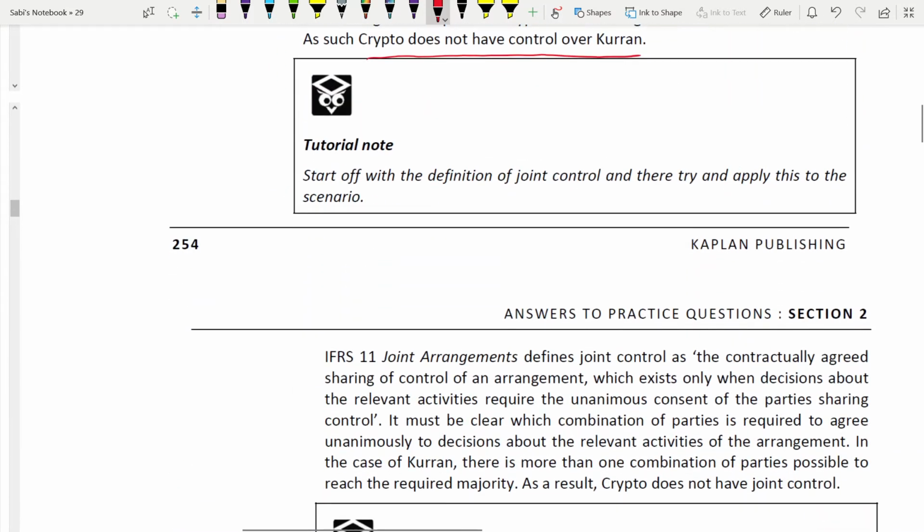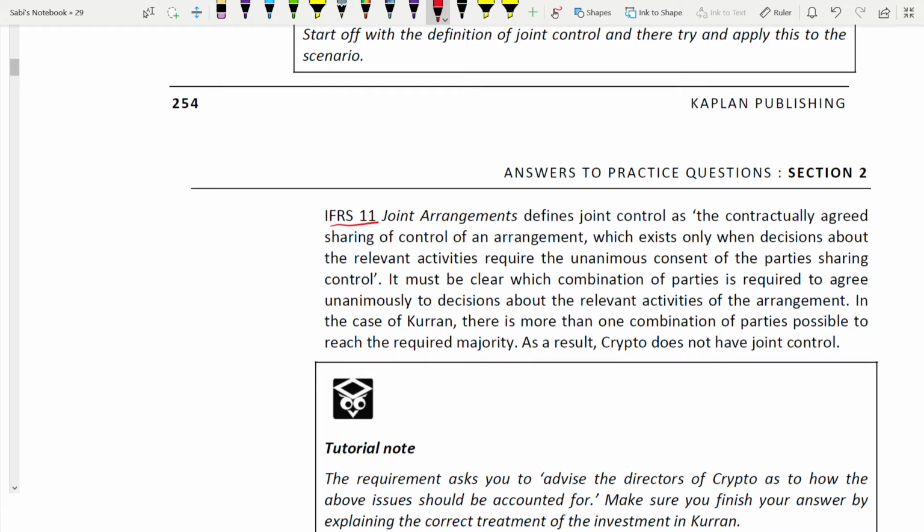Okay, IFRS 11. Because no control, let's see whether he has joint control or not. So for joint control, you need to start by immediately defining it. Don't waste your time. So these are keywords. It has to be contractually agreed. There has to be some form of contract, and it has to be agreed between the parties who are sharing the control. So sharing of control, and the other one is unanimous consent. This is a very important keyword. For taking any decisions on relevant activities, unanimous consent of the parties is required.